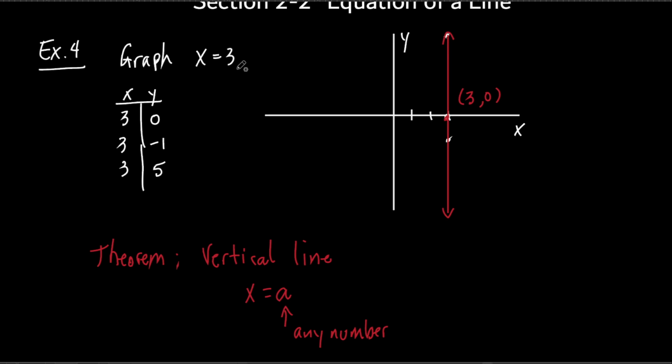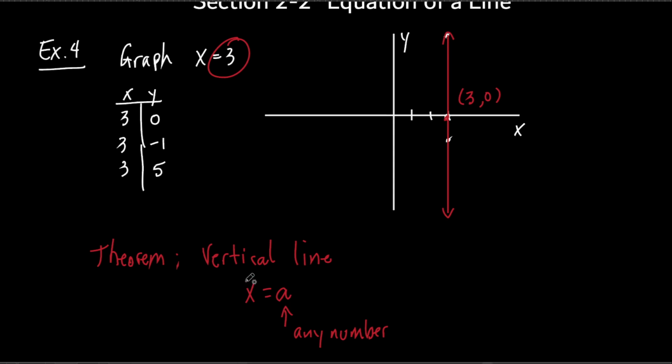What was the a on this equation I gave on example 4? Anybody here today? It's right here. It's 3. All right. So x equals 3. So the a is 3.